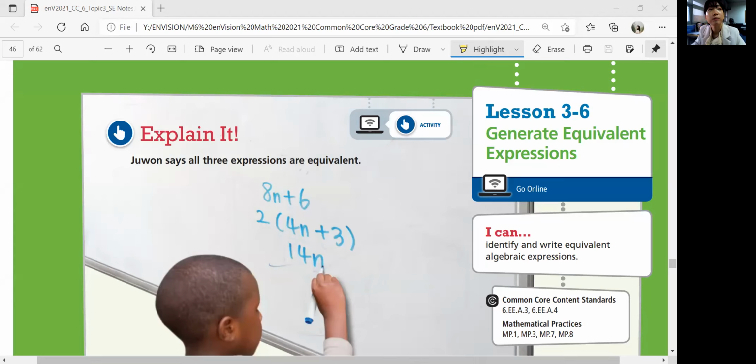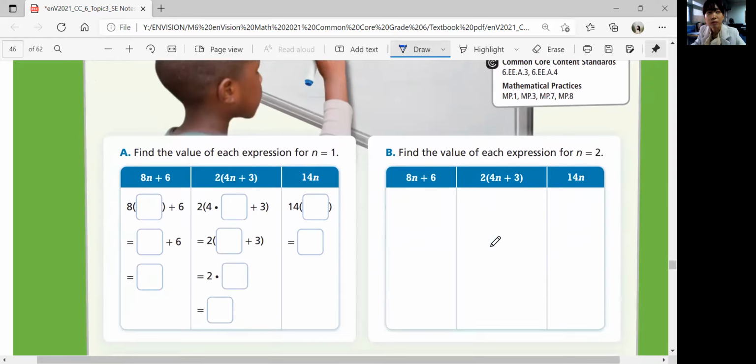All right, let's look at Explore It. 2-1 says all three expressions are equivalent. We got 8n plus 6, 2 times parentheses 4n plus 3, and 14n. All three expressions equivalent. Find the value of each expression for n equals 1.